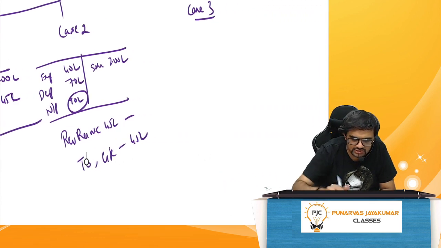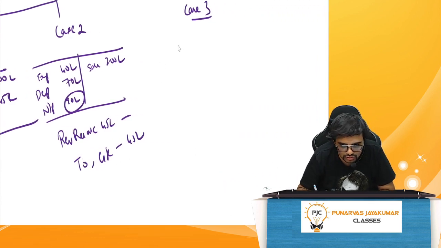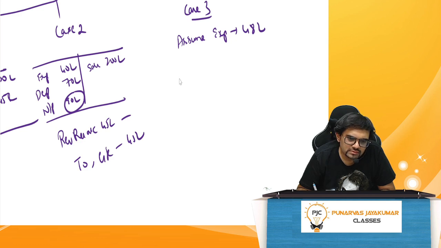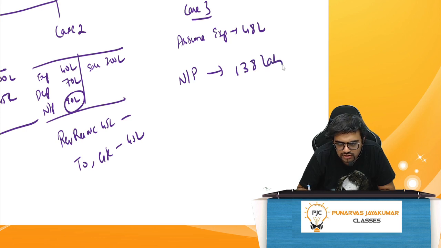In the third case, everything is the same, but assume expenses were 48 lakh, thereby, because of various things, net profit is also 138 lakh. Assumption.